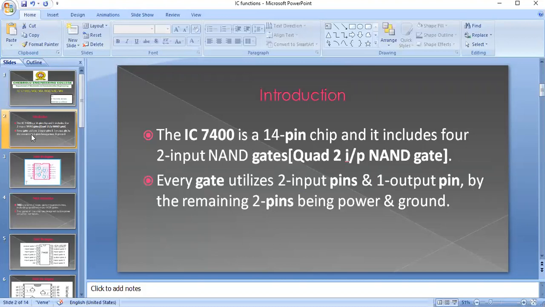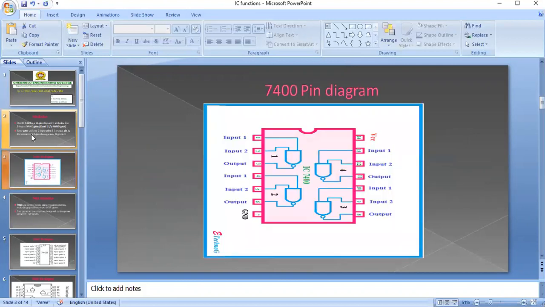All of these gate ICs have 14 pins. See here, 7400. 7400 is a NAND gate IC. Here we have 4 NAND gates, so it is called quad 2 input NAND gate. Every IC should have a ground terminal and a supply voltage. Here, the 7th pin is ground and the 14th pin is supply, VCC.